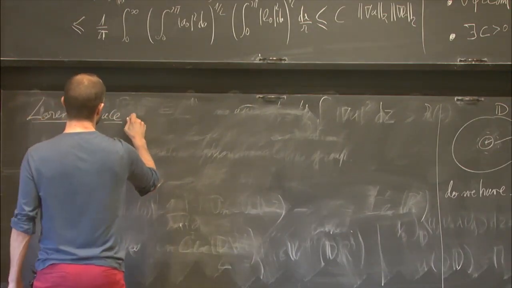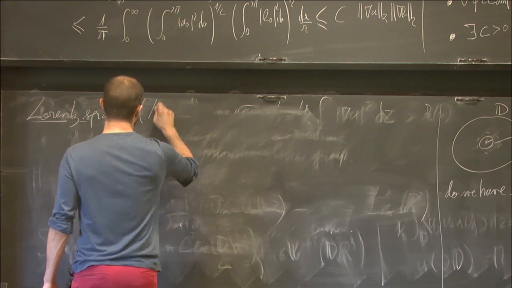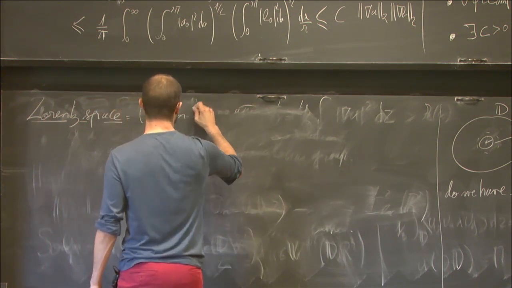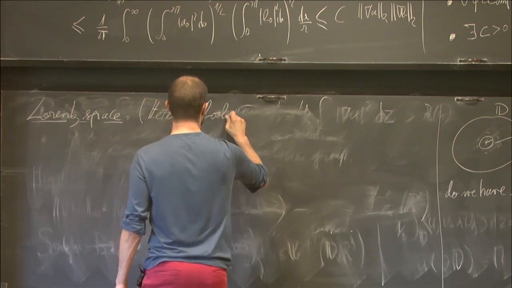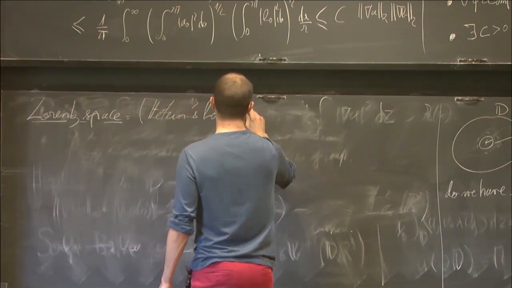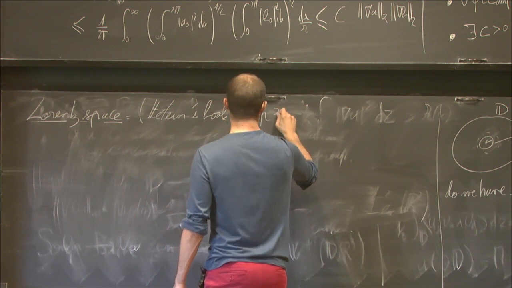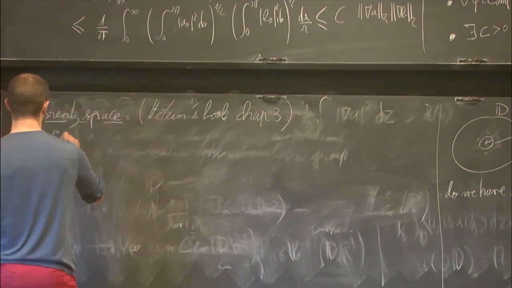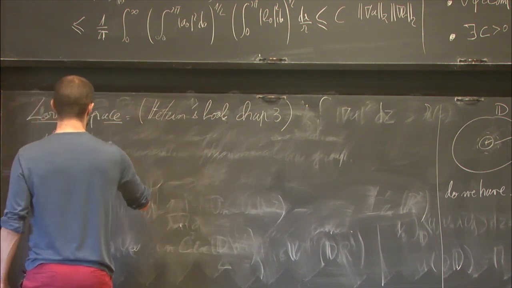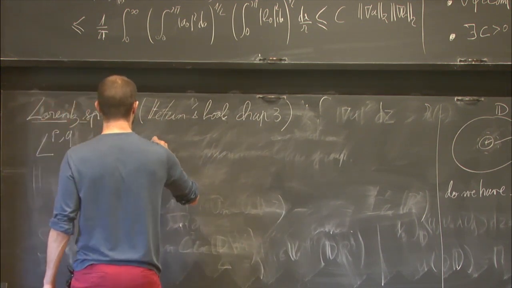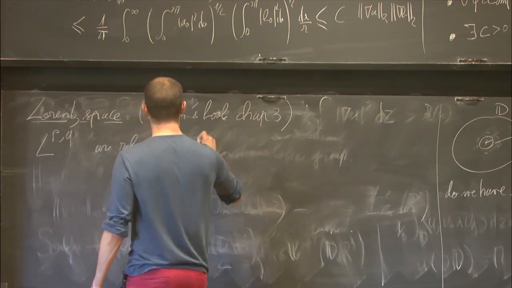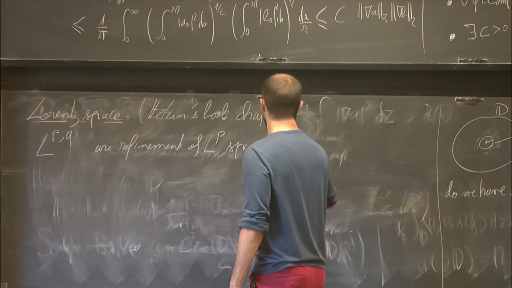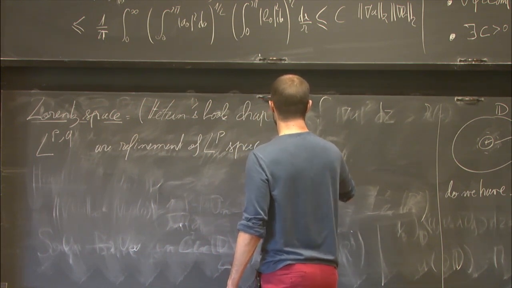So Lorentz spaces, I give a reference because I have no time to give a precise one: Lin's book, chapter 3. Lorentz spaces are denoted by L^{p,q}, a refinement of the L^p spaces with the same scaling property.